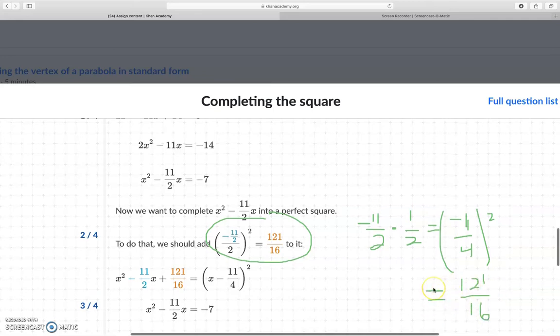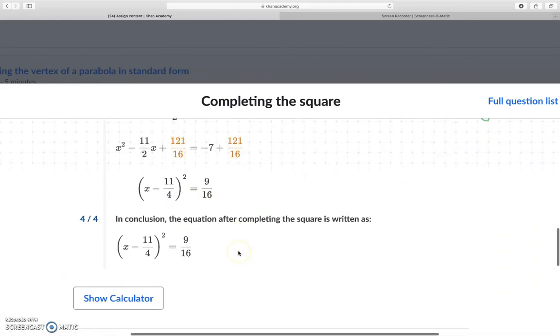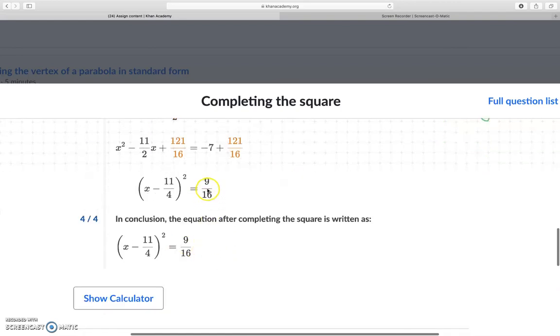Okay, and we add that to the -7. See how we added that there? Okay, and that gave us 9 over 16. Okay, so you had to find common denominators. The way they did that is kind of tricky, but to get common denominators, they multiplied 7 times 16, so they had the same, and then added it. So it got 9 over 16.